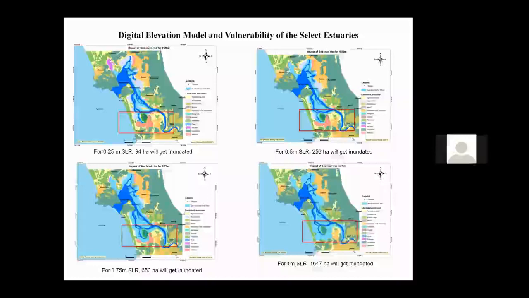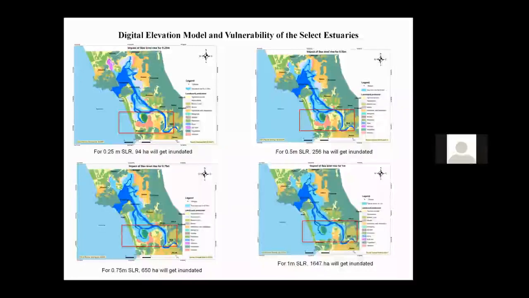As I said earlier, we look at a sea level rise of 0.25 meter, 0.5 meter, 0.75 meter, or 1 meter, and how much area will be affected. This is one of the estuaries in Karnataka, called the Aganashini estuary. The government of Karnataka wants to know how much area will get inundated and how much area will become saline in the future. They also want to know how much area is saline now, because most people say almost the whole coast is saline, but nobody knows where exactly the salinity is happening. Nobody has demarcated it properly.